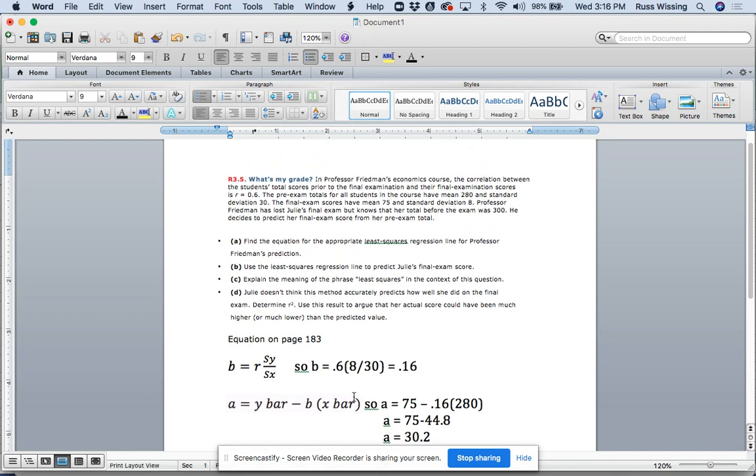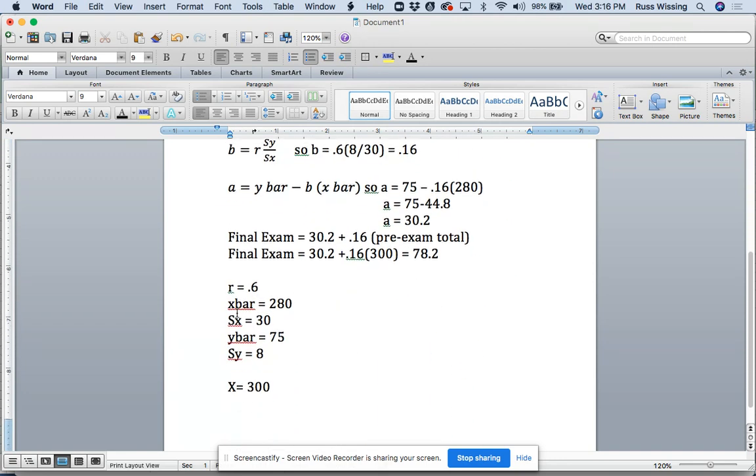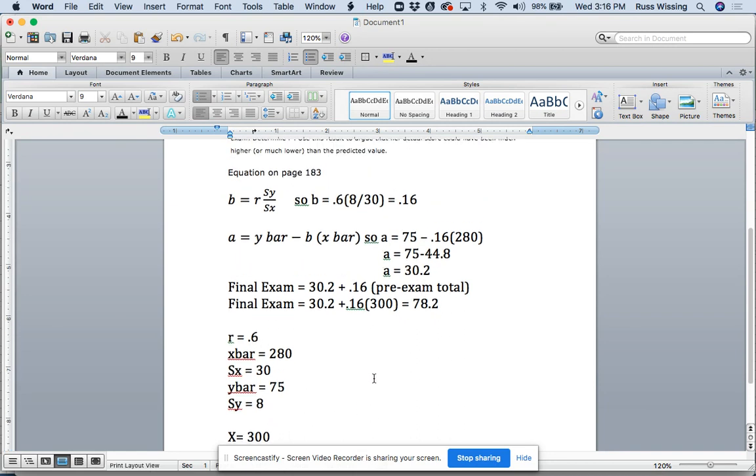So it's set up above: the pre-test scores had an average of 280 when I added all those up, with a standard deviation of 30. The final exam had an average of 75 with a standard deviation of 8. That student had a 300, and we want to get the equation of the line so we can predict what their final would be.